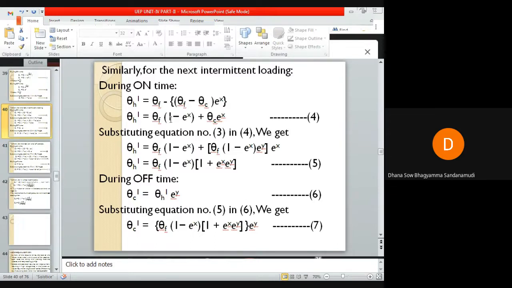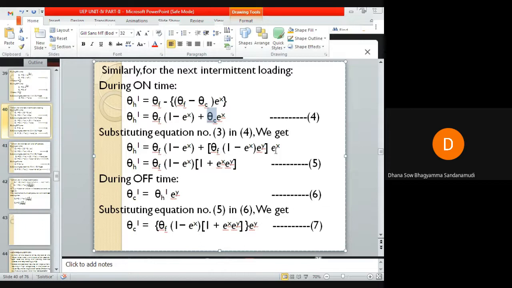So we just multiply these terms and rearrange them. You will get theta h1 equal to theta f into 1 minus e power x plus theta c into e power x. This is the next interval of on time, the rise in temperature during the second cycle. You already know the theta c value, that is equation number 3. Substitute 3 in this equation number 4. You will get theta h1 is equal to theta f into 1 minus e power x plus theta f into 1 minus e power x into e power y into e power x.